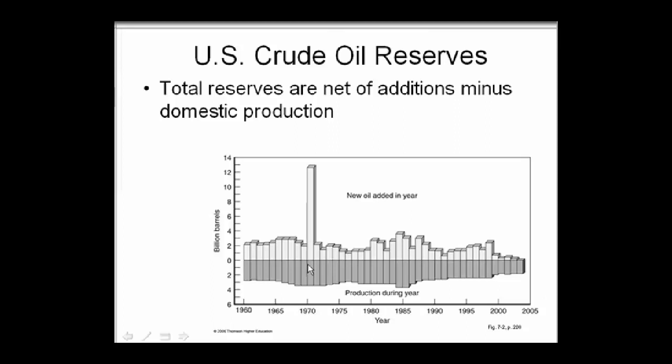New oil added in given years is shown here individually. So there have been very few deposits or discoveries that have matched that find on the north slope. And the total reserves then are the sum or combination of additions minus domestic production in a given year. So our reserves in domestic oil are relatively limited for the U.S.